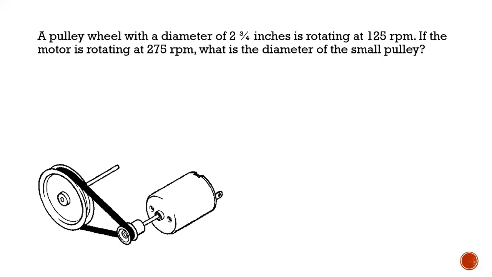Just another couple quick questions, then we'll finish this section off. A pulley wheel with a diameter of 2 3/4 inches is rotating at 125 revolutions per minute. If the motor is rotating at 275 revolutions per minute, what's the diameter of the small pulley? So in this case, we know that this wheel is 2 3/4 inches and its speed is 125 RPMs. Here's our motor here, and it's going at 275 revolutions per minute, and we don't know the size.